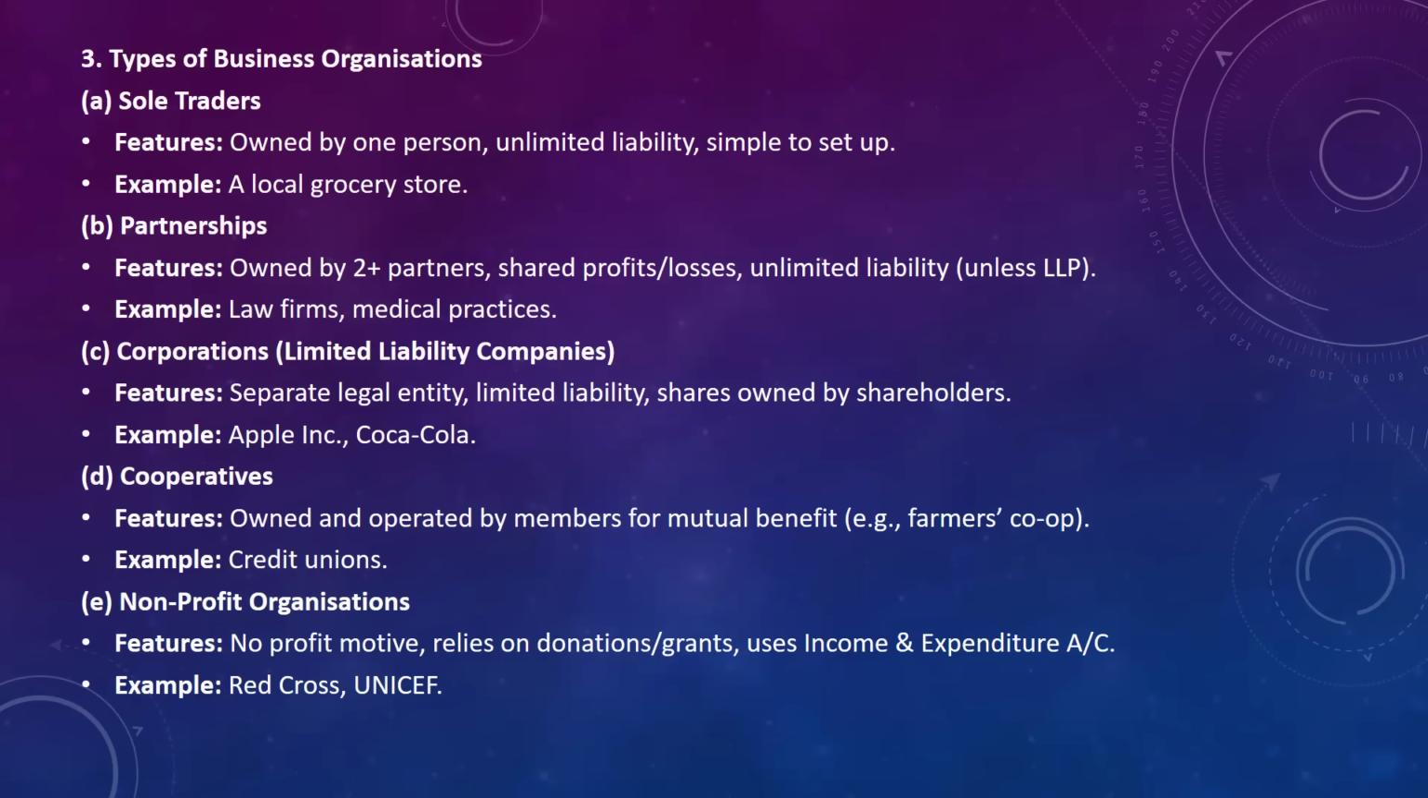Then we have limited liability companies. They are private limited liability companies and public limited liability companies. Private limited companies do not sell their shares on the stock exchange. They do not sell their shares publicly. They sell them privately, mostly to friends and family. And the maximum amount of owners they could have is 50. Public companies sell their shares publicly on the stock exchange, and there's no limit to how many owners they could have. You will have to do the accounting for limited liability companies as well.